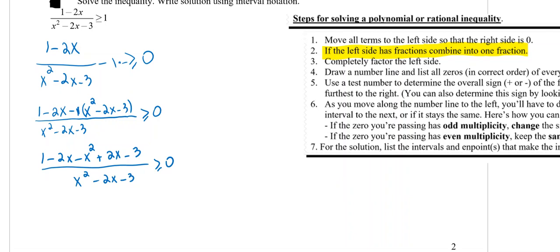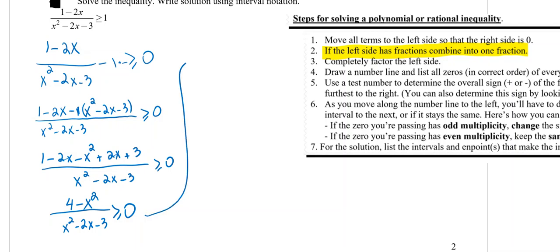Again, if I'm going to factor this, I have to simplify it all out. Oops, this is a plus. Forgot to distribute that minus. So the negative 2x and the 2x go away, and we get 1 plus 3 is 4. You can write this as 4 minus x squared or negative x squared plus 4, either way. So this was all step 2, combine into one fraction.